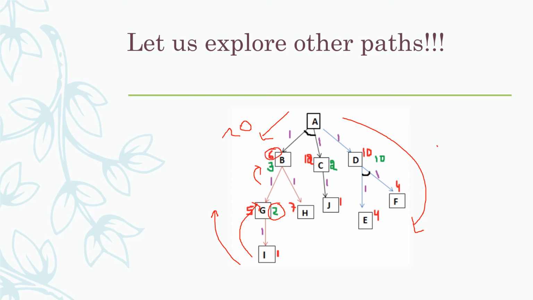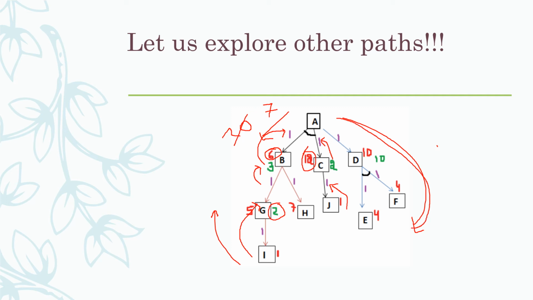And from another successor, here 1 plus 1, that is 2, and 2 is less than 12, so 12 is replaced by 2. So here, as it is an AND graph, 3 plus 1 equal to 4, 2 plus 1 equal to 3, so 4 plus 3 equal to 7. So 20 is replaced by 7.